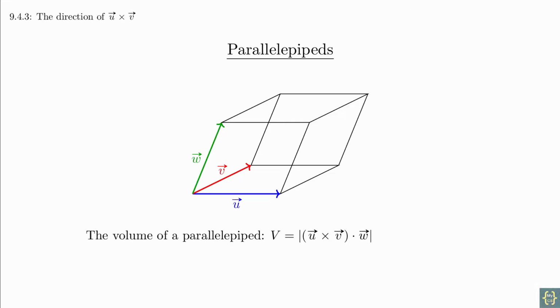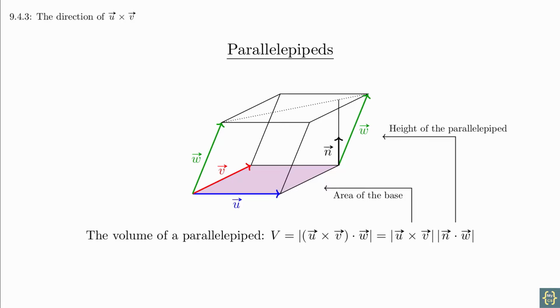We can calculate the volume of a parallelepiped by using the cross product and the dot product together. The volume of the parallelepiped formed by the vectors u, v, and w is the absolute value of u cross v dot w. We won't go into the details, but the idea is that the u cross v part gives us the area of the parallelogram that makes the base, and then the dot product of the unit normal vector with w gives us the height.